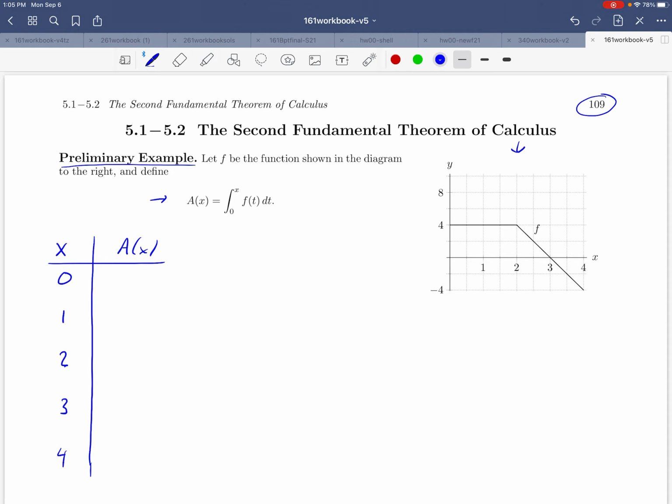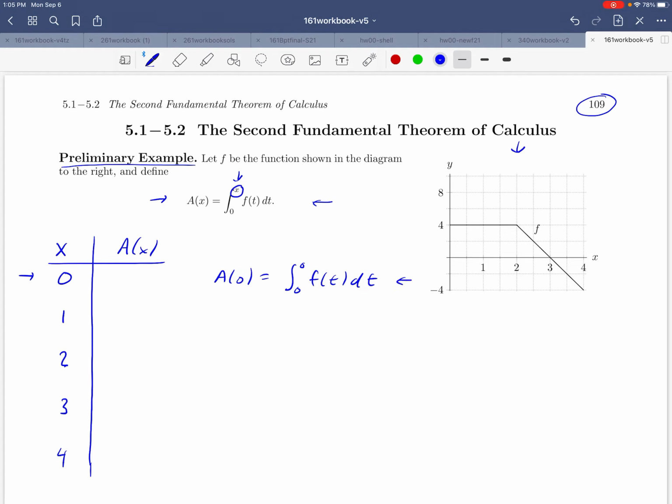For each of these numbers, we need to use the definition of our function, and notice that the numbers x that we're plugging in end up as our upper limit of integration. For example, if we want to calculate A of 0, we replace all of our x's with zeros, which means that this upper limit becomes 0. So what we need to calculate is the integral from 0 to 0 of f of t dt.